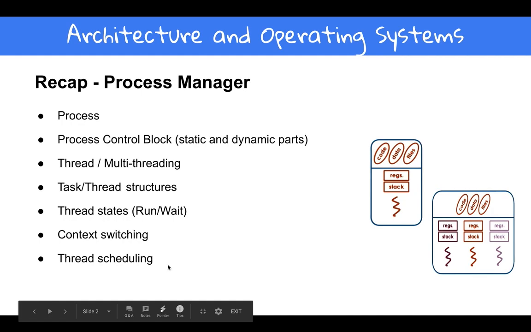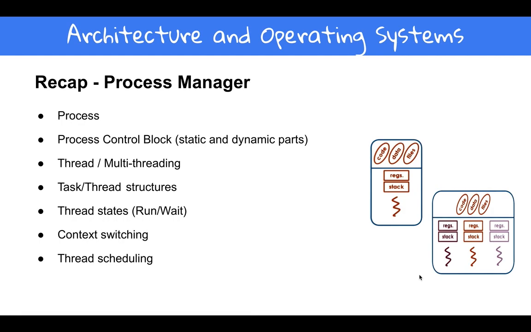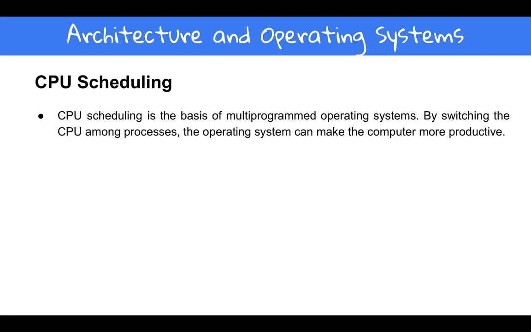But today, I'm going to talk about the whole process, or process scheduling. We have different processes and we want to see which process should be executed first. So, CPU scheduling. CPU scheduling is the basis of a multi-programmed operating system. By switching the CPU among the processes, the operating system can make the computer more productive.